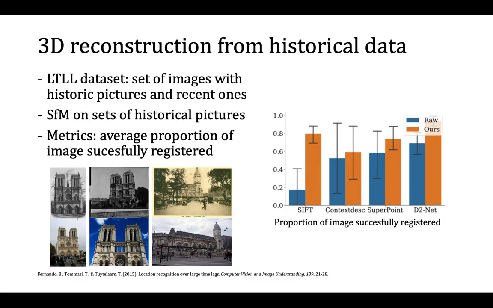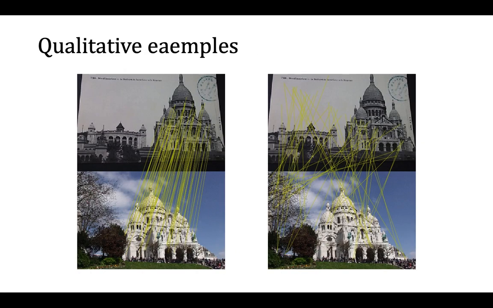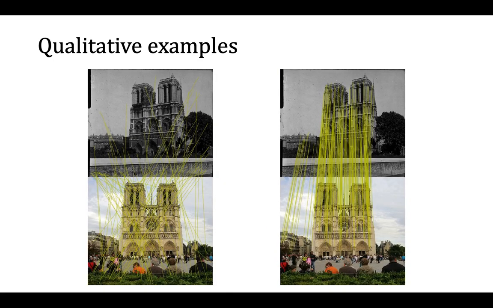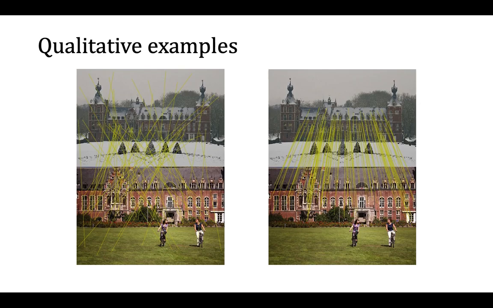Finally, we perform SFM from historical data. We report the average proportion of images successfully registered. We manually check that the reconstructions are not degenerate. On this task, using our matching allows us to register more images into the model for every feature we tried. We also show qualitative results. Again, raw SIFT matches have low quality, but guiding SIFT features with our method works.